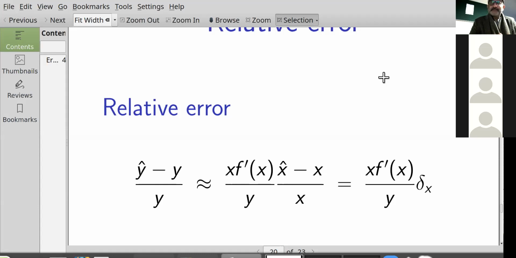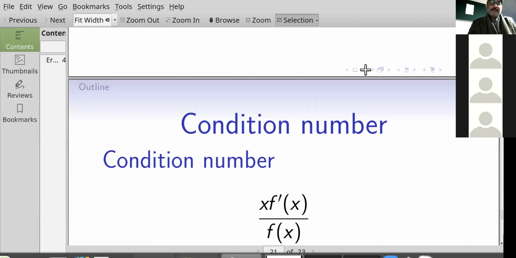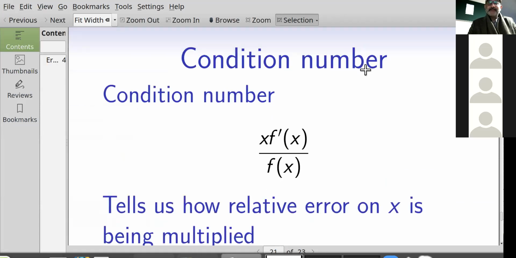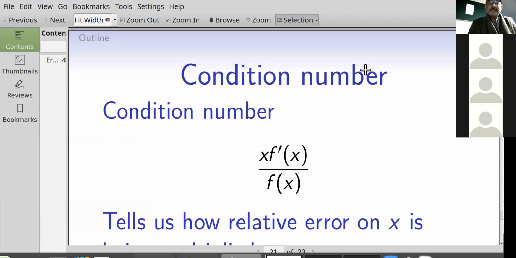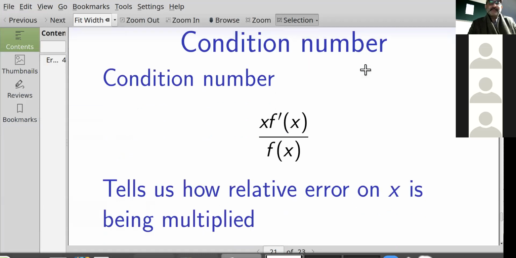Does anyone know what this multiple is called? Okay. If you've done a numerical analysis course before, you might have heard the word condition number. If you haven't, it doesn't matter. This multiple is called the condition number. So the relative error on x is being multiplied by x times the derivative of f at x, divided by f of x.